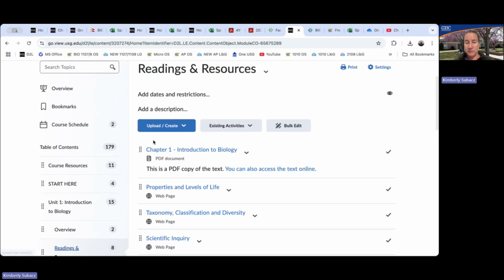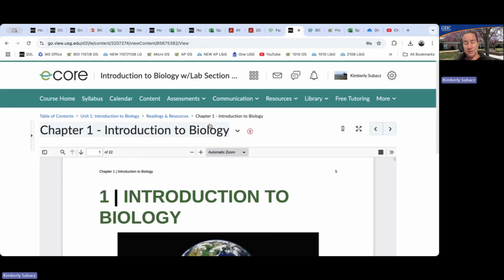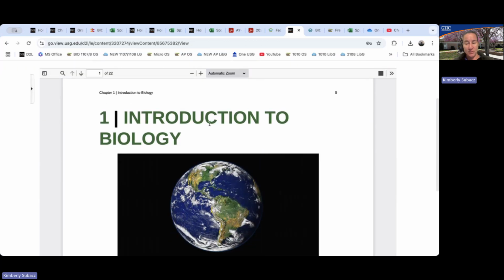This section, reading and resources, is where it's exactly like it sounds like. It's the reading and all the resources you need for that specific chapter. So for chapter 1, here's your intro to biology. Chapter 1, straight out of OpenStax, downloaded the PDF and carved them up. Here it is. Here's your textbook right here.